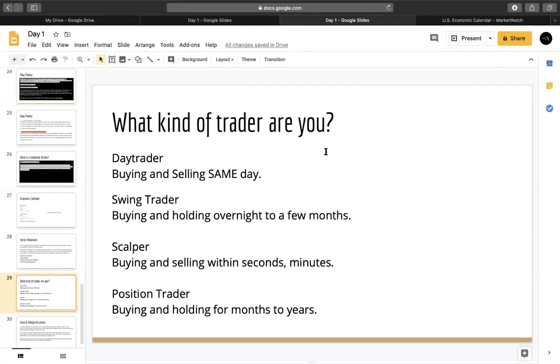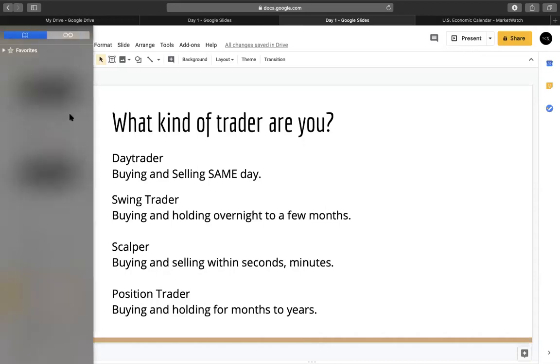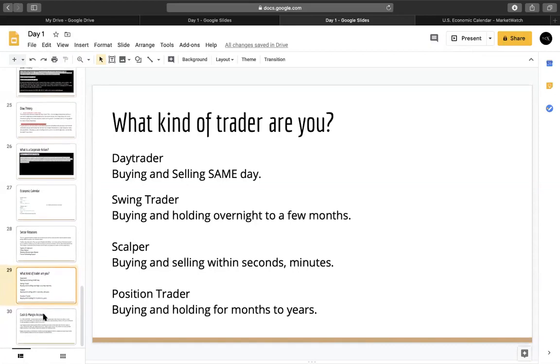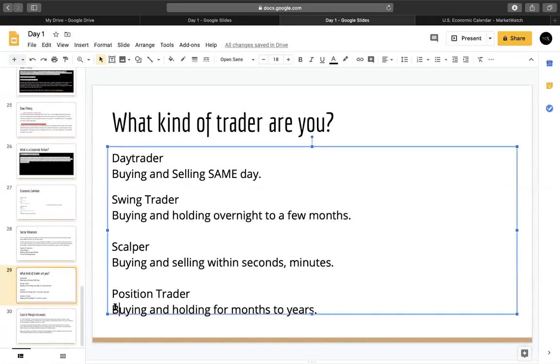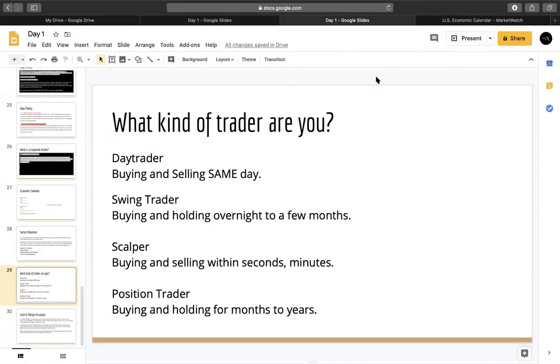Scalper, buying and selling within seconds to minutes. Okay. Position trader, buying and holding for months to years. So if you buy an option that expires in a year or two, what kind of trader are you? Position trading, right? What is a good position trade right now that you guys can think of?